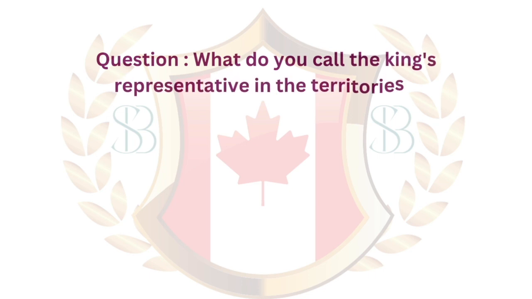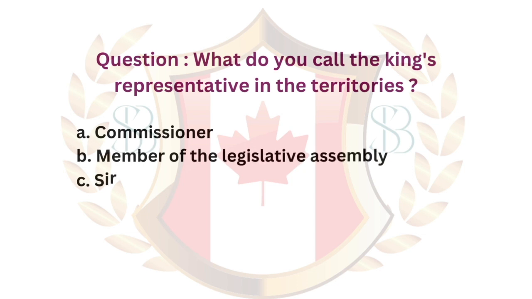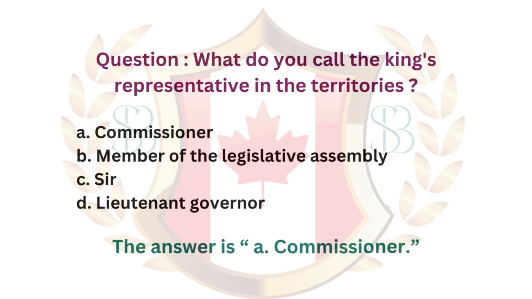Question: what do you call the King's representative in the territories? A. Commissioner. B. Member of the Legislative Assembly. C. Sir. D. Lieutenant Governor. The answer is A. Commissioner.